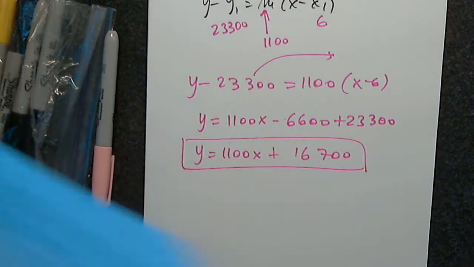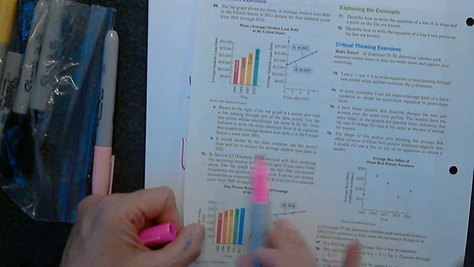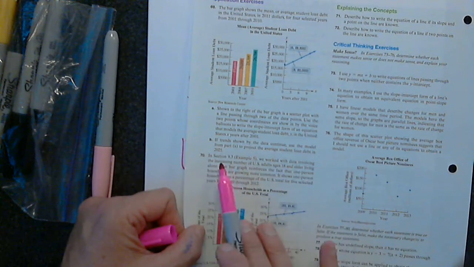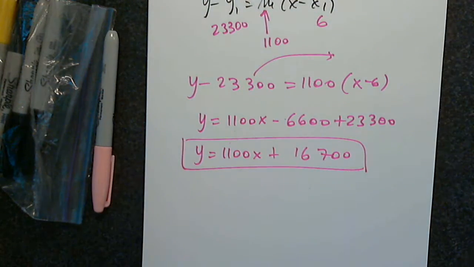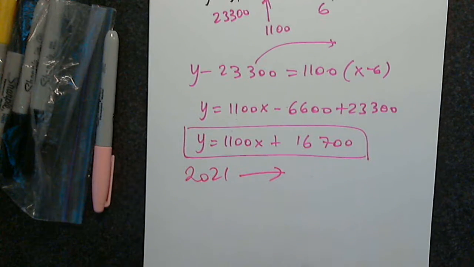Part B. If trends shown by the data continue, use the model from Part A that we just determined to project the average student loan debt in 2021. What does 2021 represent for us? Are my numbers correct? Please correct me anytime. Perfect. So what does 2021 mean? Remember what we said about x.